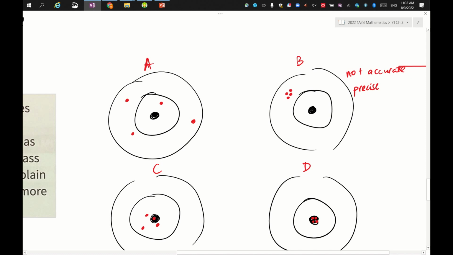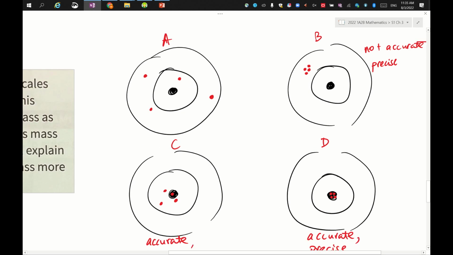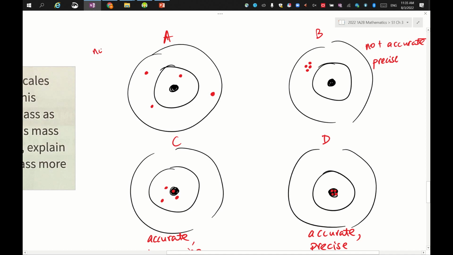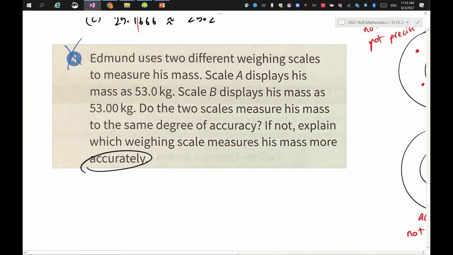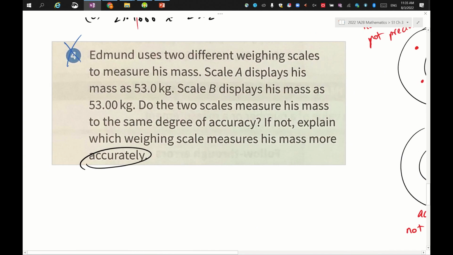Okay? How about A? Not accurate, not precise, right? These are the lousiest, don't know what he's doing. So this is not accurate, not precise. Okay, now, what has that got to do with this weighing scale? You have 2 weighing scales in this scenario. Scale A displays the mass as 53.0 kg. The second scale displays it as 53.00 kg.